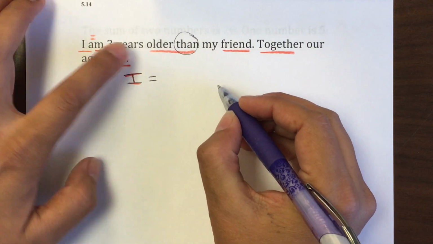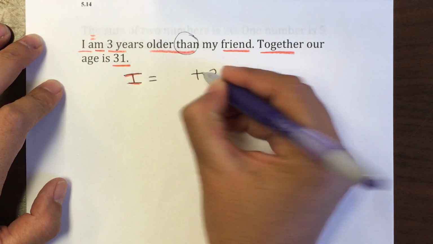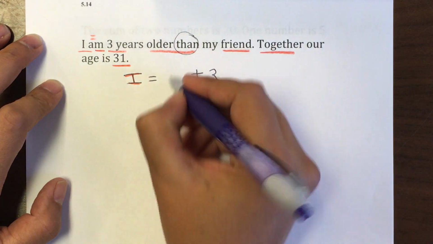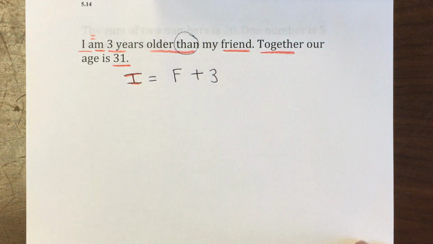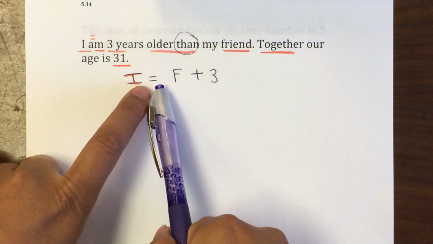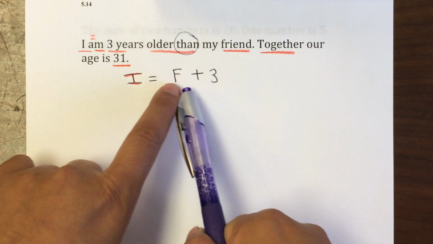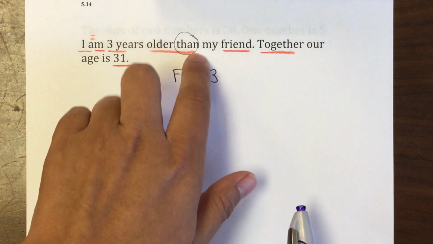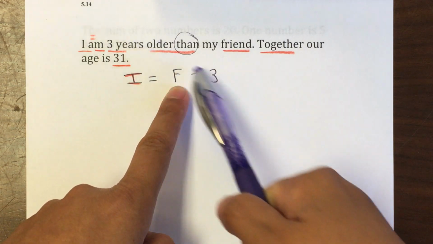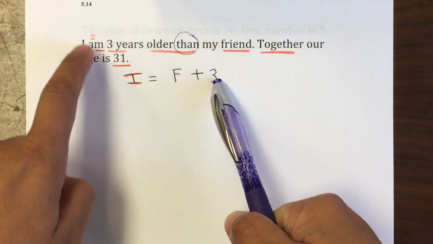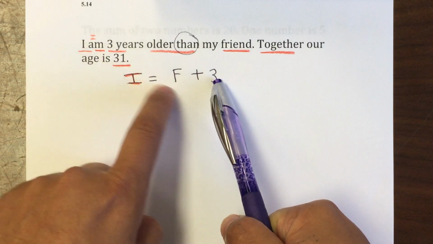Okay, 3 years older than, so 3 years older than my friend. So I'm just going to represent my friend as F. So I am 3 years older than my friend. Okay, and just because of that word, it switches the order. Friend first, 3 years older second. And remember that the word am or is or will be means equal.